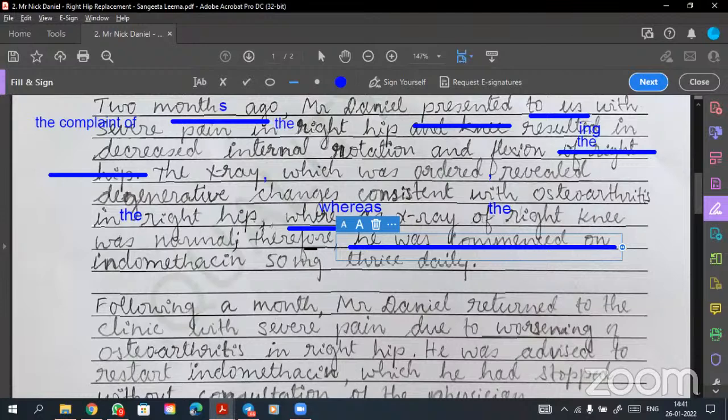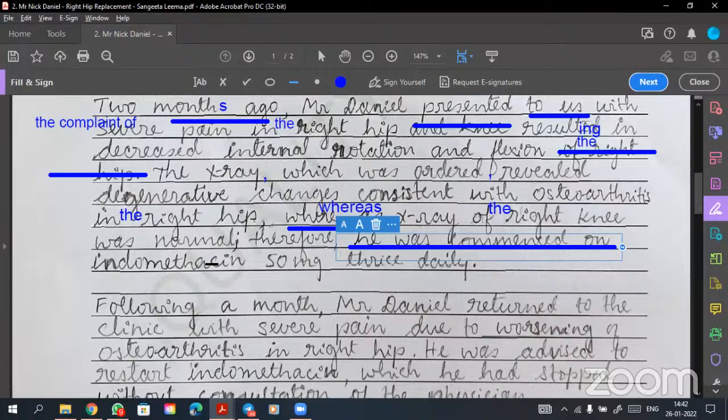Okay. So you should have written degenerative changes consistent with osteoarthritis in the right hip. There you could have written, that would have been better. Correct or not? You got it? So exclude that right knee problem and you could have written it separately. You join with that one and you are telling therefore he was commenced. Because he has degenerative changes with osteoarthritis in the right hip and the right knee was normal. Therefore, he was commenced. So you are creating some sort of confusion. This commencing on indomethacin is related to the degenerative changes consistent with osteoarthritis in the right hip. There you should have put that one, correct? Okay.